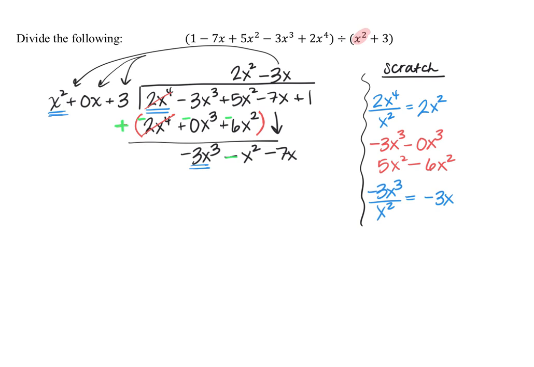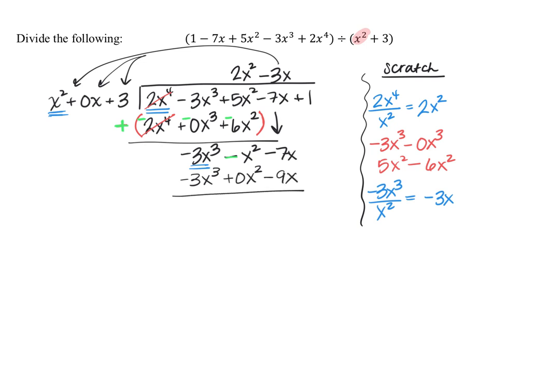So negative 3x times x squared is negative 3x cubed. Negative 3x times 0x will just be 0. And again, you could write it as a negative 0x squared or even a positive 0x squared. It's just 0. Negative 3x times positive 3 is negative 9x.